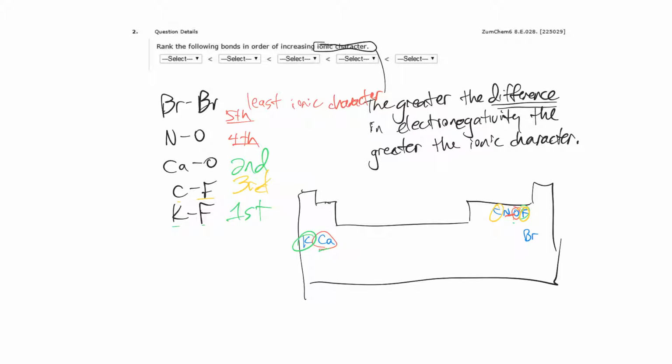So you can do this entire ranking based on positions on the periodic table. So in the question they say rank these in increasing order, so that means the least ionic character to most. So I would put bromine to bromine as the least, followed by nitrogen to oxygen, followed by carbon to fluorine, followed by calcium to oxygen, followed by potassium to fluorine.